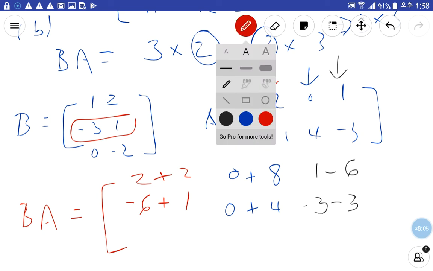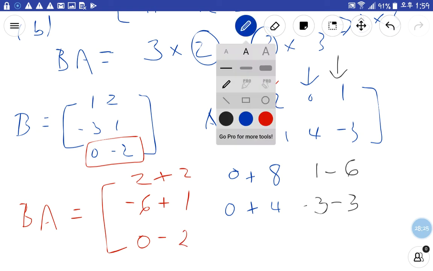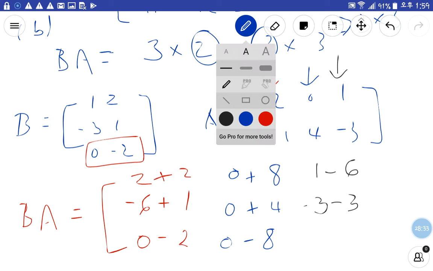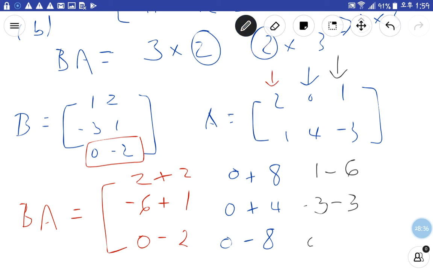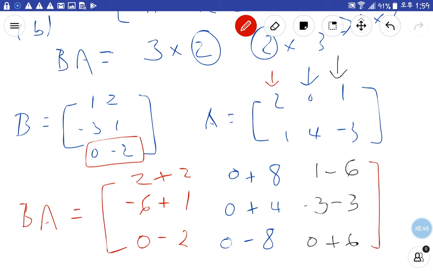Alright, now I'm going to work with my last row. Here. 0 times 2, 0. Negative 2 times 1, minus 2. Now my blue. 0 times 0, 0. Negative 2 times 4, minus 8. Now my last one. 0 times 1, 0. Negative 2 times negative 3, positive 6. Okay, I'm done. Now what? You are going to simplify all of that, then you can get your answer.